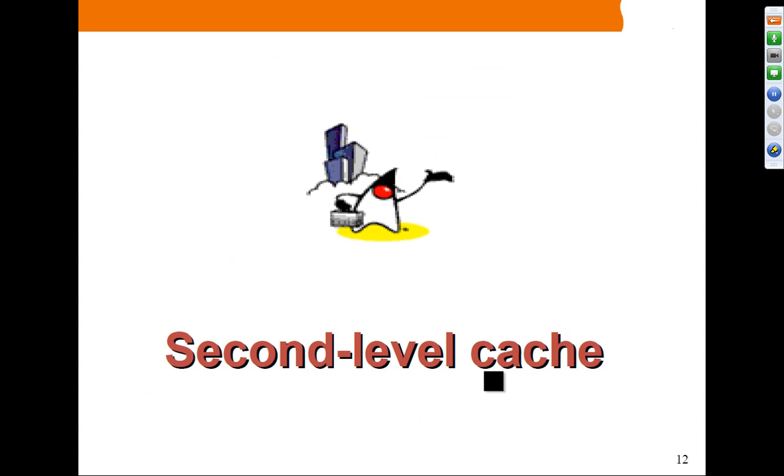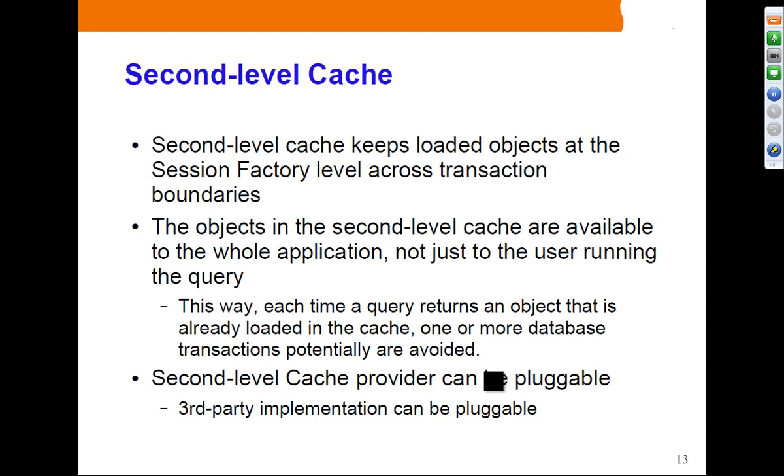So that is the first level cache that is always enabled. Now let's move on to the second level cache. The second level cache keeps loaded objects at the session factory level across transaction boundaries, so it is used by all the sessions created from the session factory. The objects in the second level cache are available to the whole application, not just to the user running the query. This way, each time a query returns an object that is already loaded in the cache, one or more database transactions can potentially be avoided. The second level cache provider is pluggable. In fact, there are several third-party implementations available.